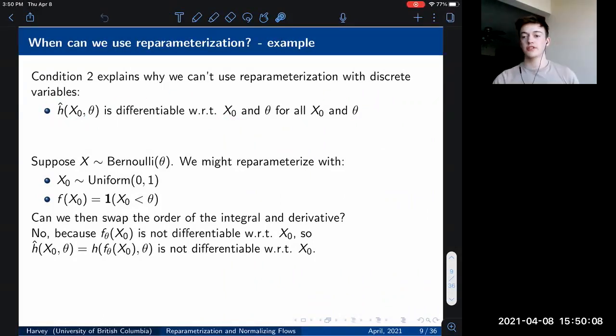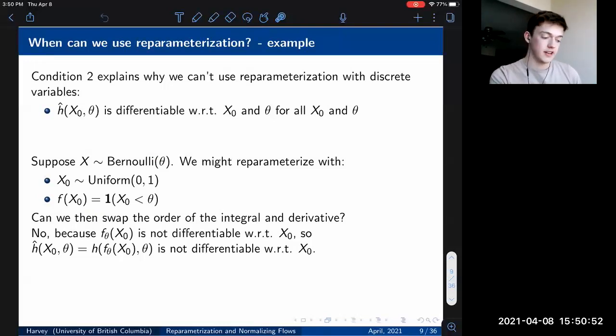And I want to give this example of what if we're trying to reparameterize a discrete variable. Say we have x sampled from a Bernoulli with parameter theta. So it's going to be 1 with probability theta and 0 with probability 1 minus theta. One way we could reparameterize this is to find a base variable x0, which we sample from a uniform distribution between 0 and 1. Then we define a transformation f, which maps to 1 if sampled x0 is less than theta, and 0 if x0 is greater than theta. This is going to give us the correct probabilities, like x will be 1 with probability theta.